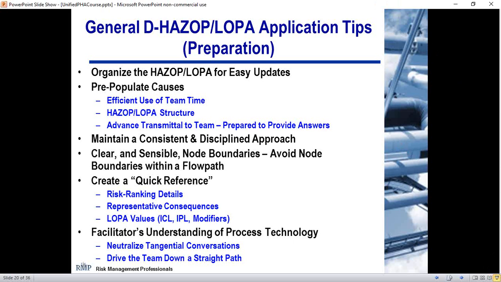Also, facilitators' understanding of process technology. As part of preparation efforts, there's a certain school of thought, I think it's a little bit more old school, where the facilitator doesn't need to know anything about the process. All they need to do is understand how to HAZOP and ask questions. Well, there's some merit to that. The independence is good. Not being part of the design team is good.